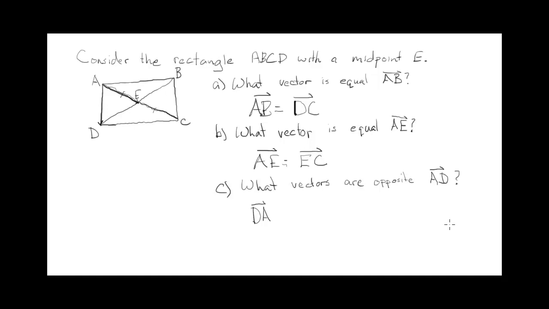So you could write that. So negative DA is equal to AD, which means that they are the opposite vectors.